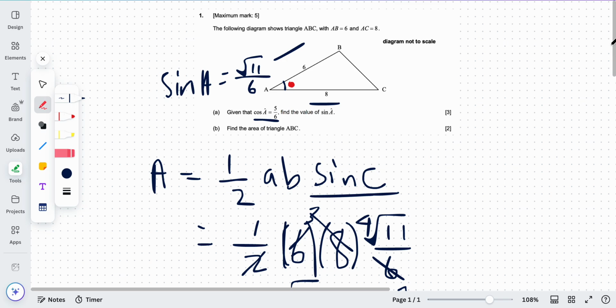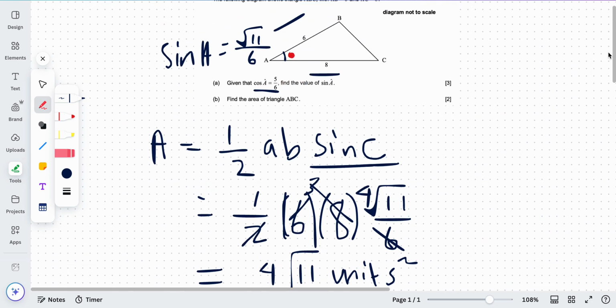So this should be a fairly easy question. It should make sense. After you get part A, you can really get part B easily. All these identities are in your formula booklet. Yeah, so this is how you would get 4 root 11.